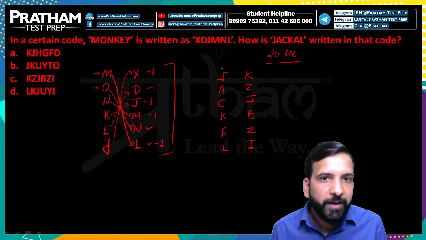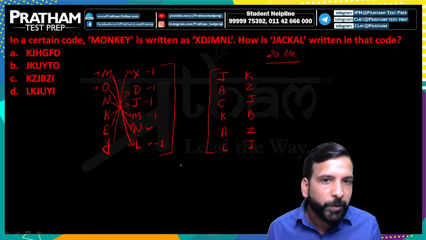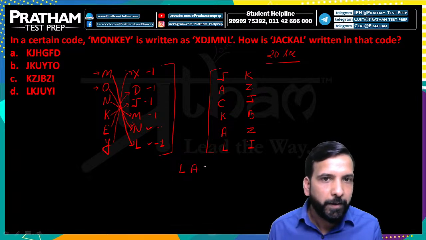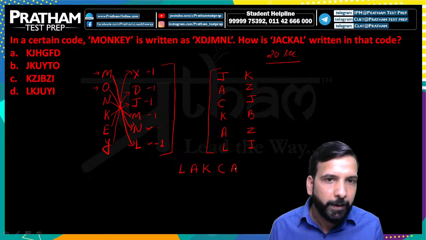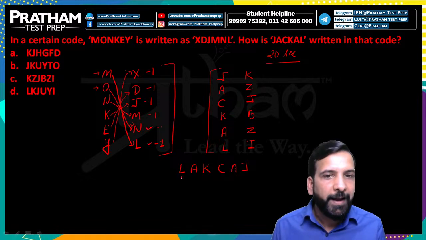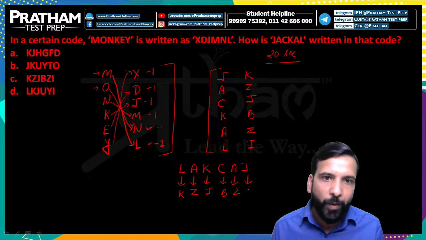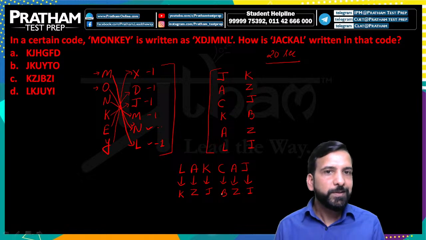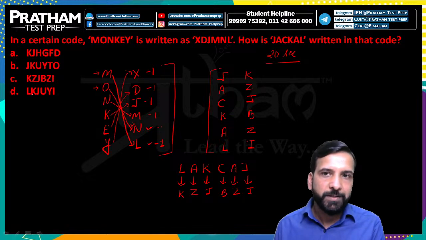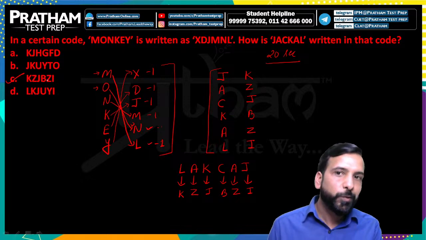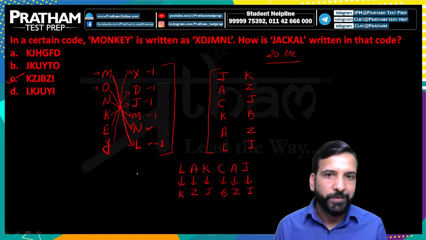Means हमने क्या करना है? इस वर्ड को रिवर्स ऑर्डर में नोट करना है. L A K C A J. Then -1. L -1 is K. A -1 is Z. K -1 is J. C -1 is B. A -1 is Z. And J -1 is I. So this is the answer. Which option says this? Option C says this, I guess. Yes. So C is the right answer for this particular question, right?